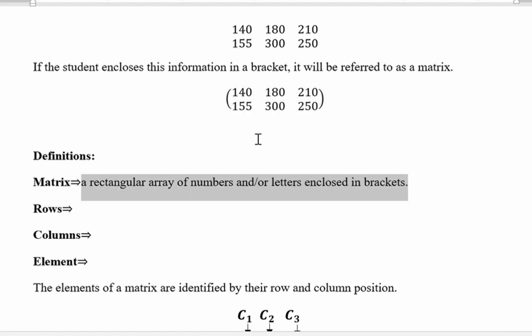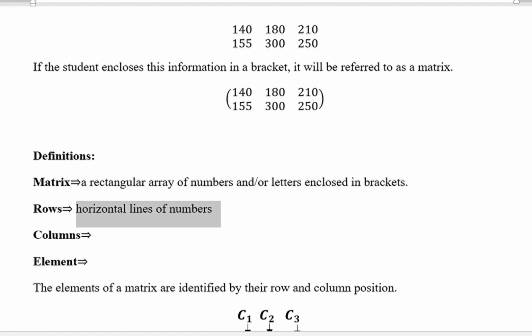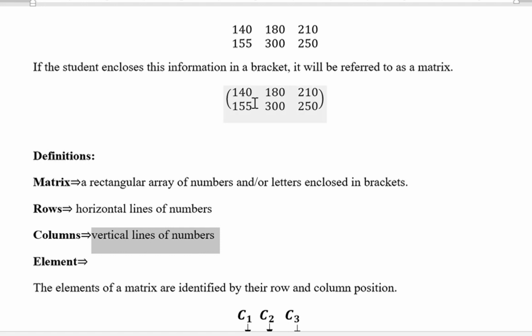The horizontal set of numbers like 140, 180, and 210 in this case form what we call a row of a matrix, while the vertical arrangement of numbers like 140 and 55 or 180 and 300 in this case form columns of the matrix. The individual numbers that form the matrix like 140, 300, 250 are what we call elements of the matrix.